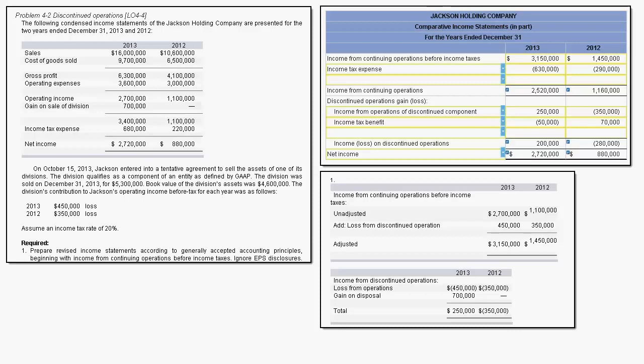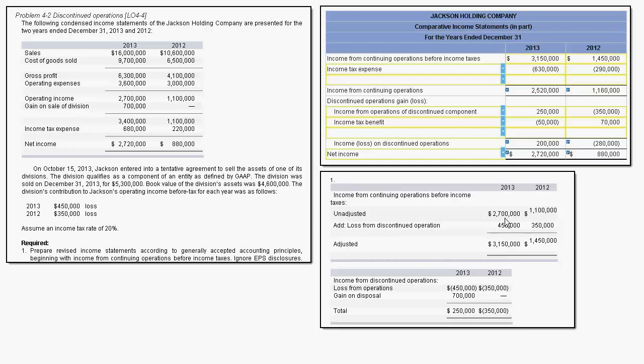Now, on the right side of the screen, you see the solution given this set of numbers, and there's an explanation on the bottom right that shows how we came up with the numbers. The first number we're entering is income from continuing operations before income tax. Where do we get that $3,150,000? Right from here. We took the unadjusted income from continuing operations. I'm looking at 2013.